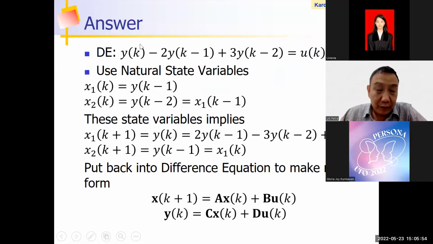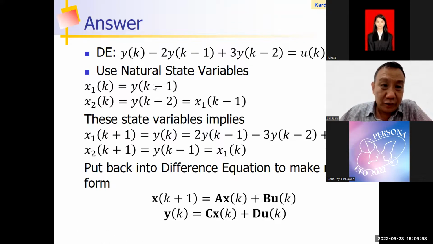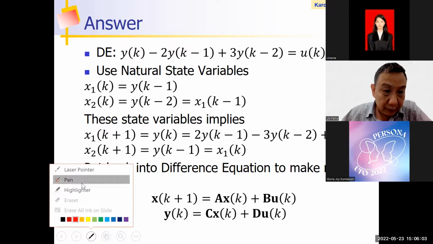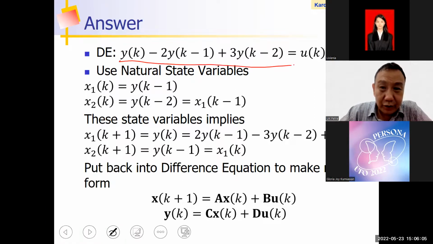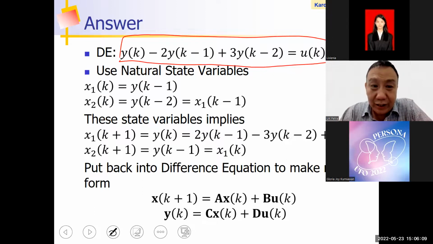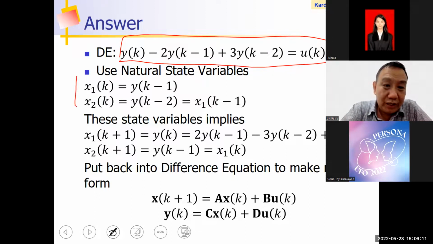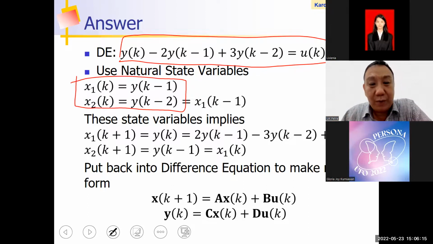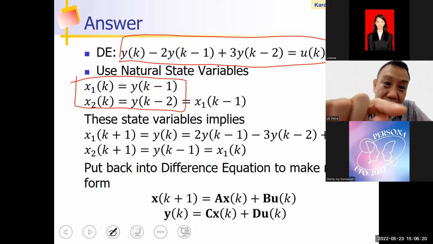Okay. So suppose this is an example of your difference equation. My suggestion is to use this as your natural state variable. How do you do that? Easy. Look at this.